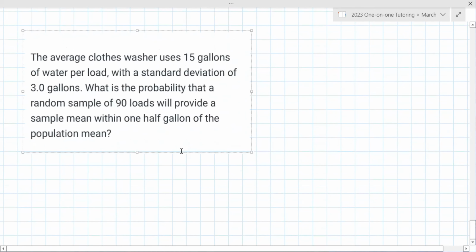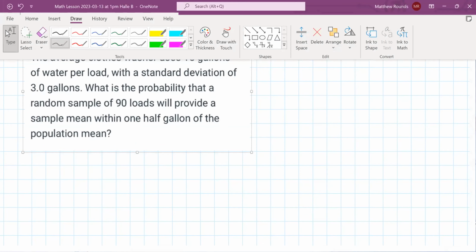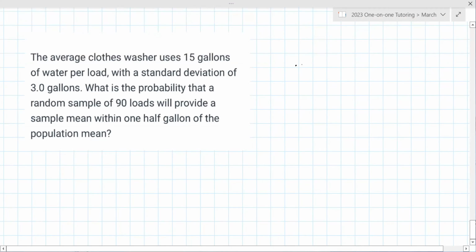All right, the average clothes washer uses 15 gallons of water per load. Wow, that seems really high. With a standard deviation of 3 gallons, what is the probability that a random sample of 90 loads will provide a sample mean within 1/2 gallon of the population mean? So we're trying to find the mean. So the mu here is what value?